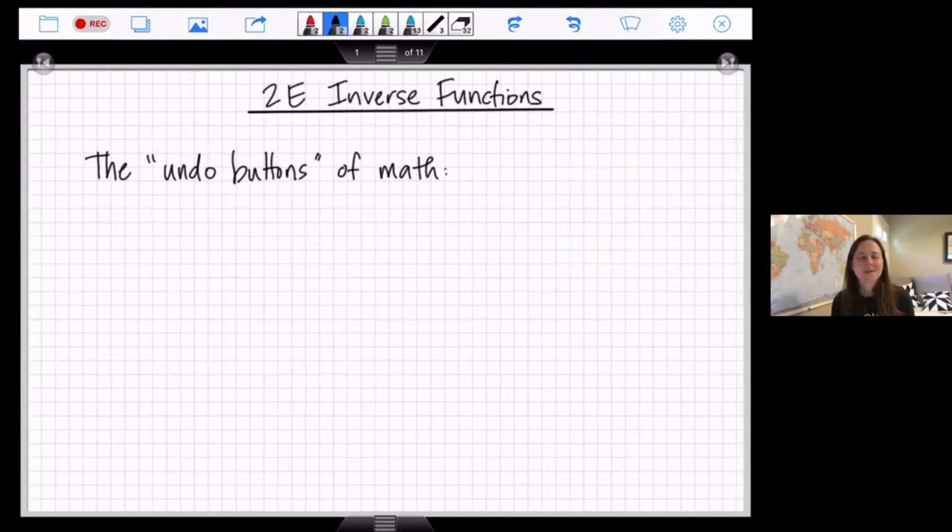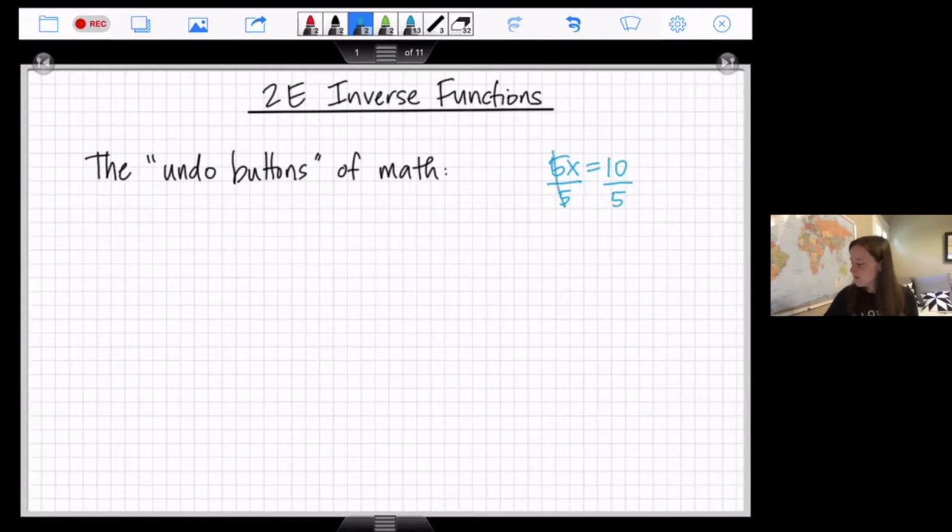All right, section 2E is on inverse functions, and these are what we would call the undo buttons of math, and you already know a little bit about these without even realizing it. You use these when you solve equations. So if you're solving the equation 5x equals 10, you would divide both sides of the equation by 5, okay? Because division by 5 is how you undo multiplication by 5.